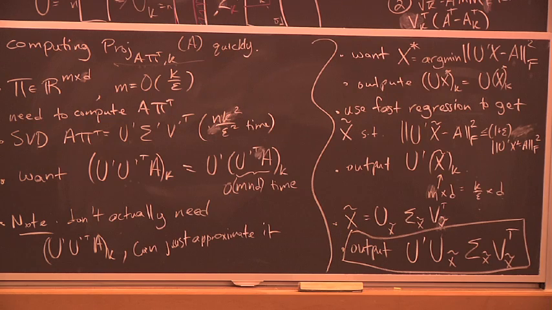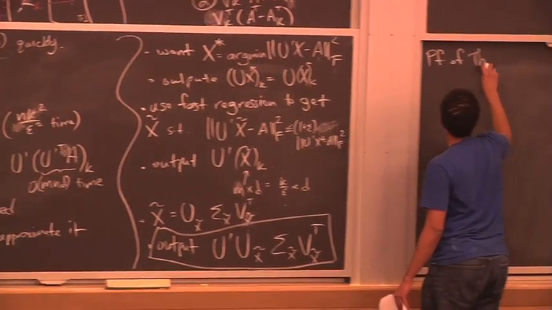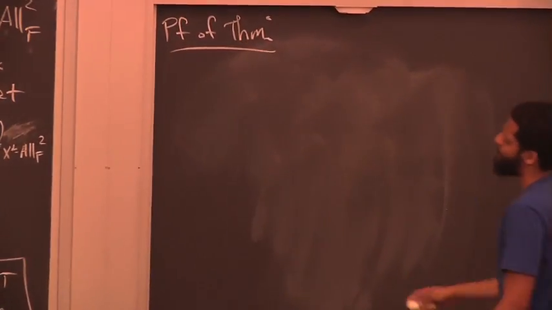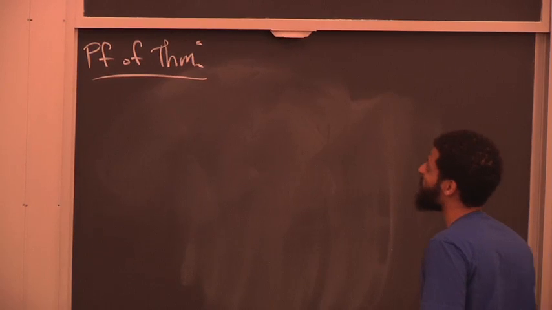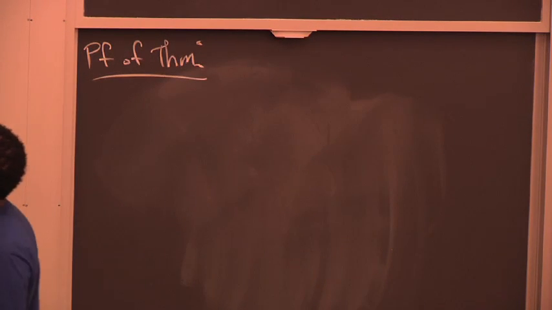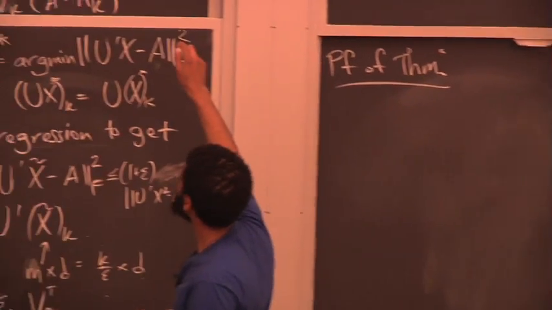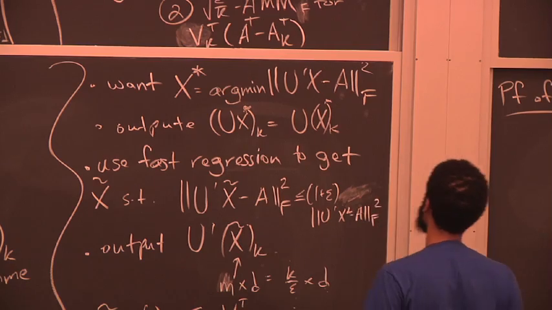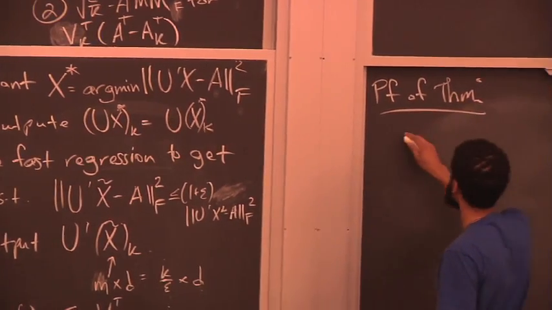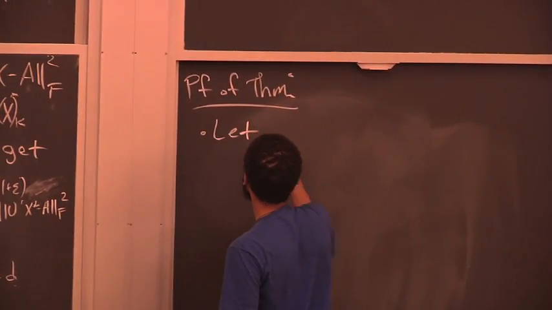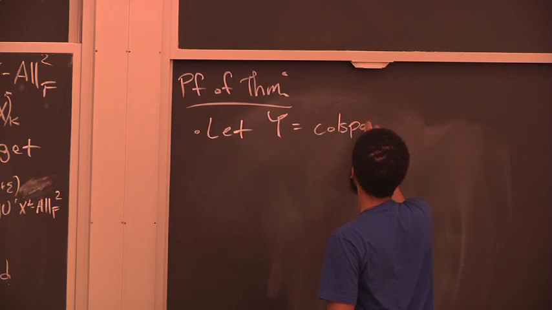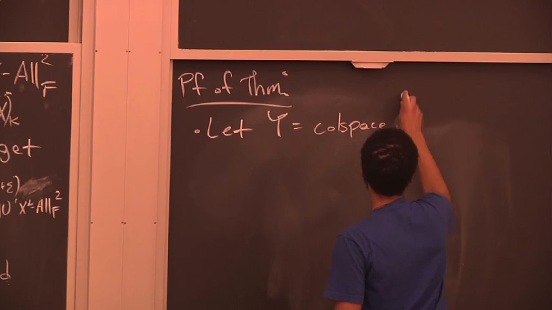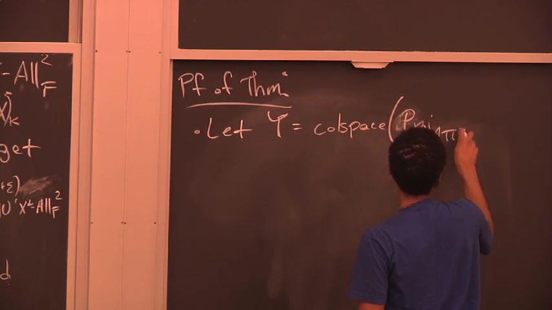Okay, so now let me prove the theorem. What I'd like to do is bound A minus A tilde K. So let Y be the column space of the projection onto A pi transpose AK.